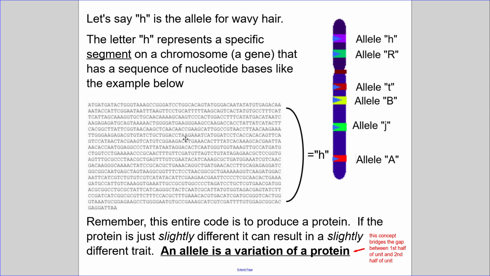Now we're going to start transitioning to more conceptual things when we talk about genetics and inheritance of traits. So I'm just trying to get you to remember that when we're using alleles and shorthand letters to represent an allele, behind it is a huge amount of DNA and concepts that we've already covered. Remember, this entire code is just to produce a protein. If the protein is just slightly different, it can result in a slightly different trait. An allele is a variation of a protein. Proteins are going to be very similar, but when they have slight variations, that will be considered a different allele.